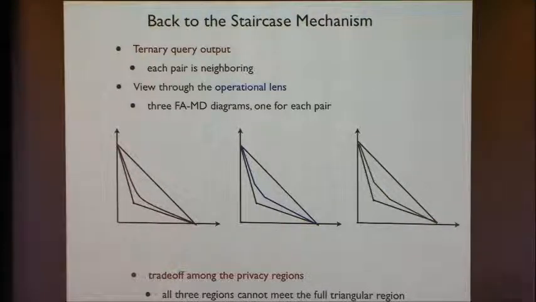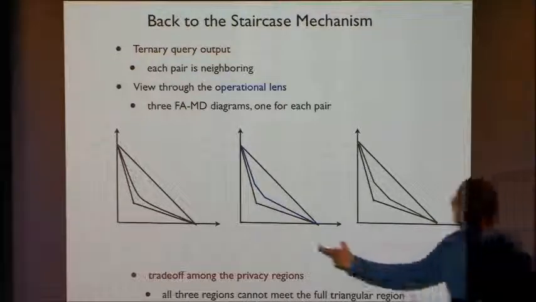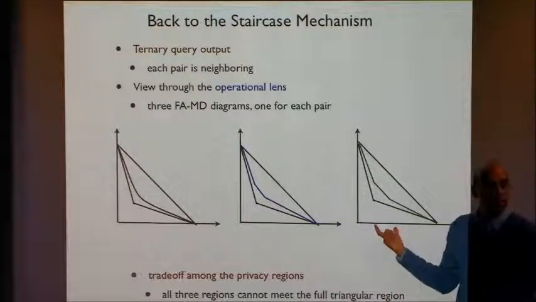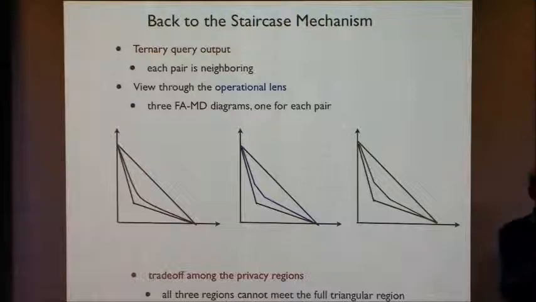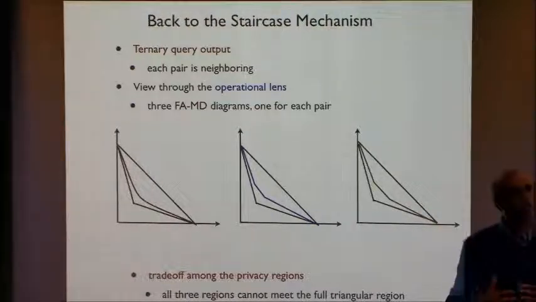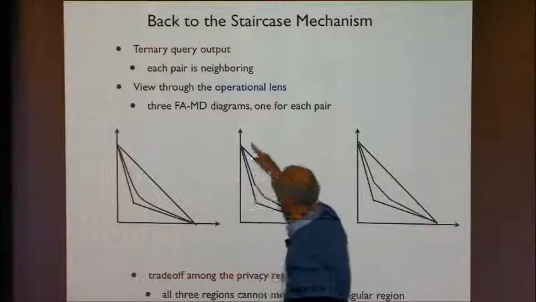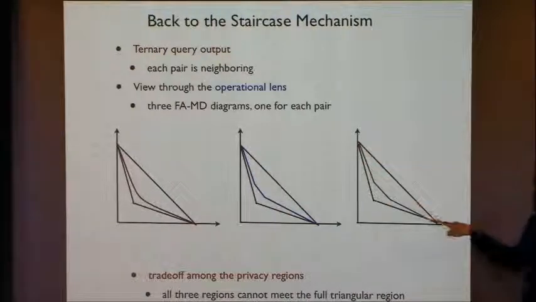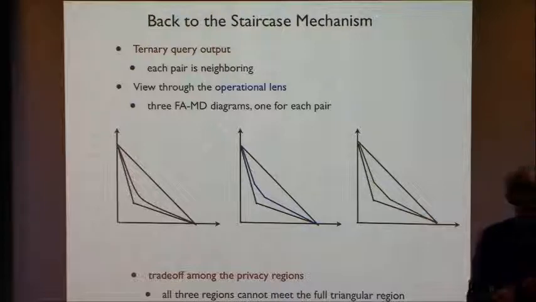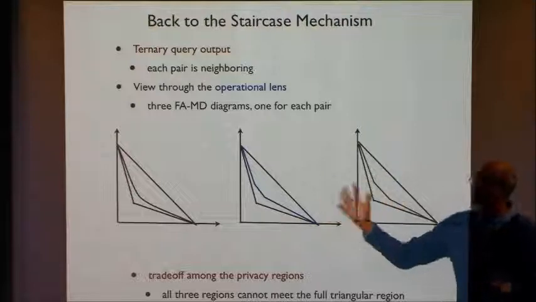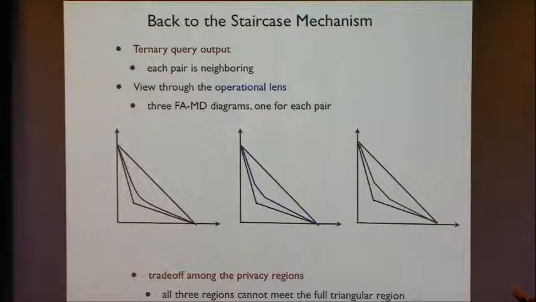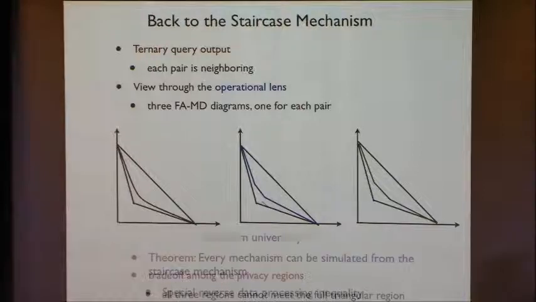Now I have 3 diagrams because I have 3 pairs of tests to do: output 1 versus output 2, output 1 versus output 3, and output 2 versus output 3. So I have to draw 3 curves. And now there is a trade-off. You can hit the triangle fully here, but this one will be very bad; you will be along the 45-degree line. So the diagrams start having a tension between them. You can never make full use of the privacy in all of them. There's a trade-off, and so all 3 cannot be the full triangular region. In this case it's 3, but in general this is true even more.